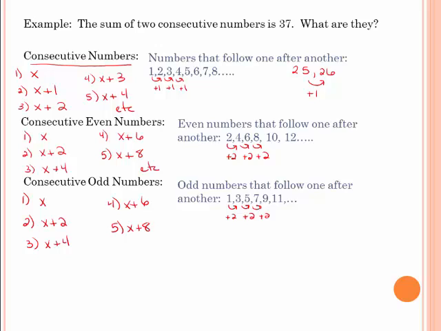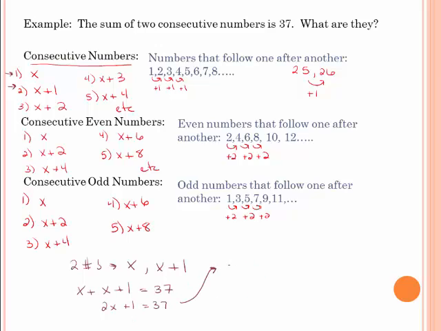The sum of two consecutive numbers is 37. What are they? Okay, well, I want two consecutive numbers, 2 of them. So I have x and x plus 1. These are my two numbers. I want the sum of them, so I'm going to add them together, and that is 37. So I have 2x plus 1 is equal to 37.